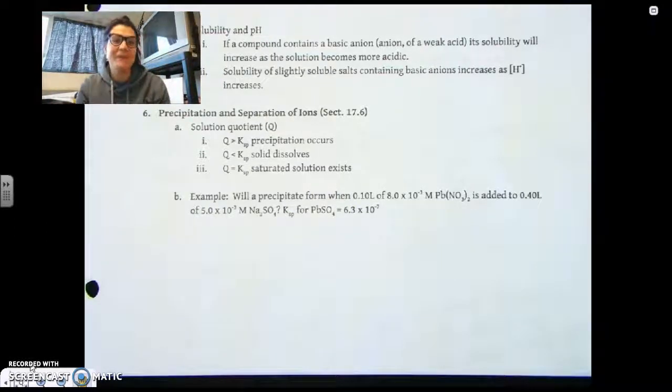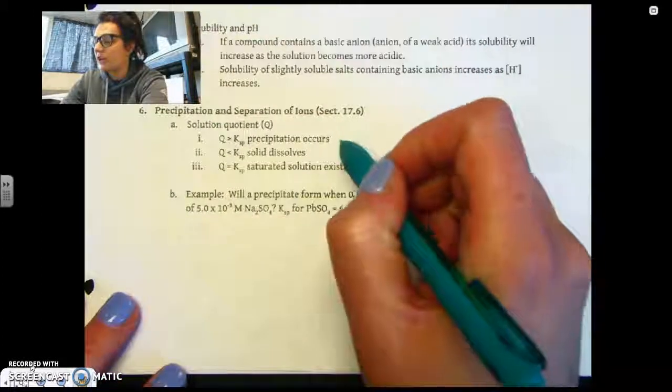Okay, in this chemistry, and Gen Chem, we're going to put some numbers to it to say whether something will precipitate out when a double replacement reaction happens. We're going to use the same thing that we used for equilibrium, the solution quotient, just like the equilibrium quotient. And there are three scenarios that can occur.